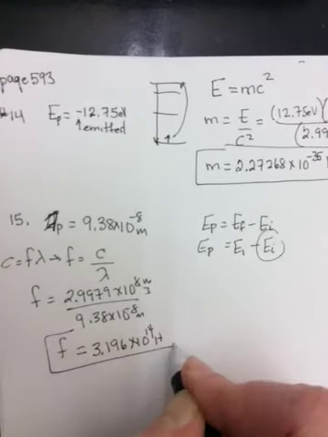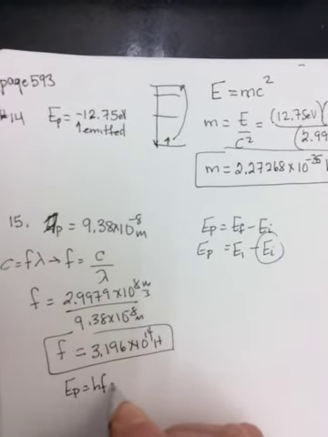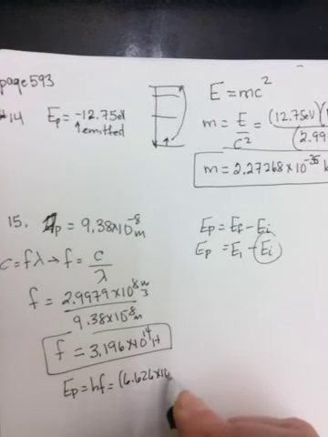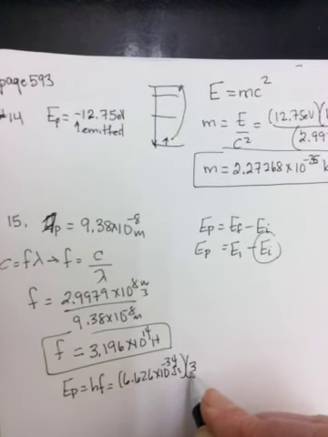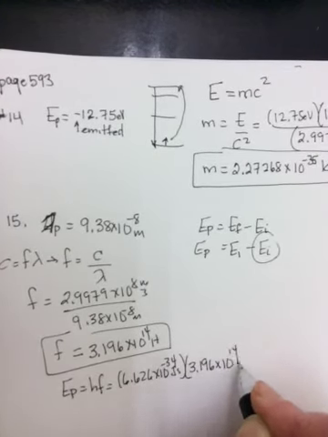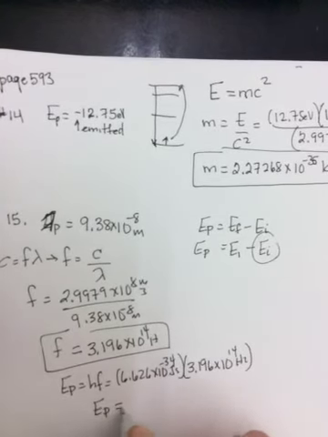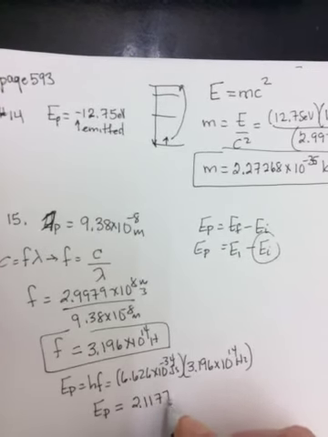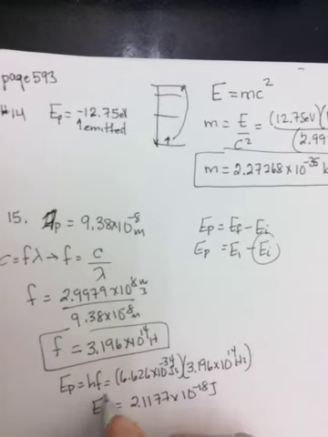Okay, so now with this, you can find your E_p. E_p is equal to hf, so 6.626 times 10 to the negative 34 joule seconds times 3.196 times 10 to the 14th hertz. And you end up with an E_p of 2.1177 times 10 to the negative 18 joules.